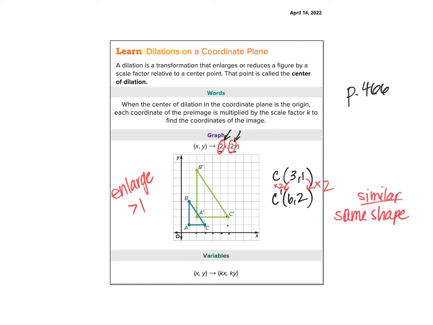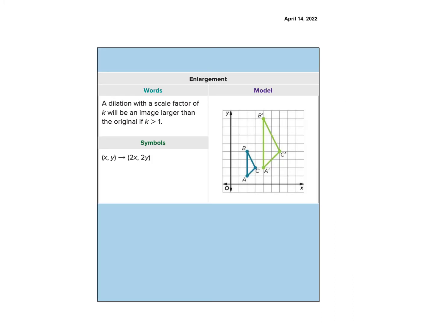And then if you look at the bottom, I want you to notice this side here is 3 long. If I take a look at this side in the new one, it's 6. Do you notice the side lengths also double? Because it is a scale factor. So that's what we learned about dilations the other day.